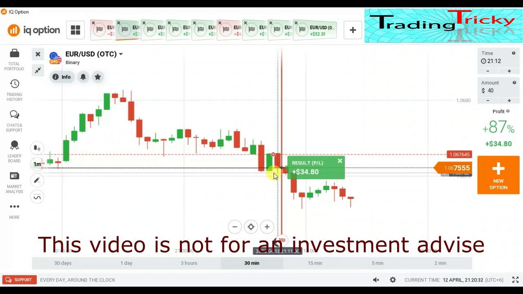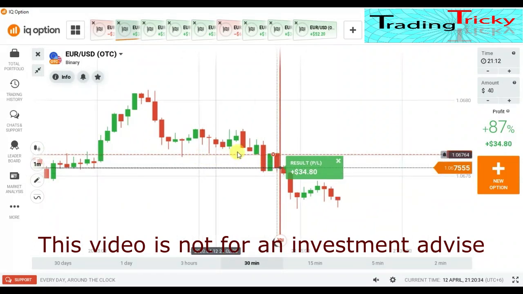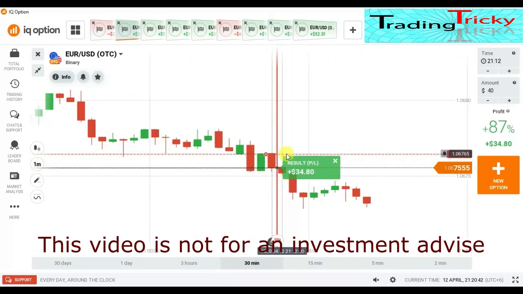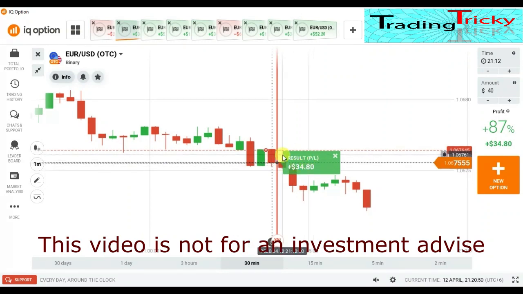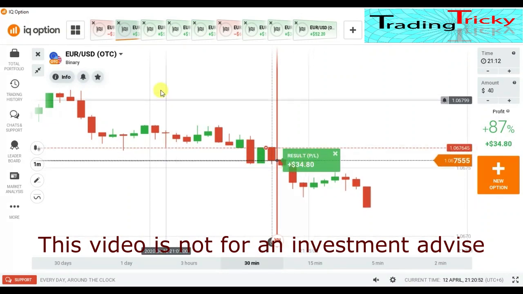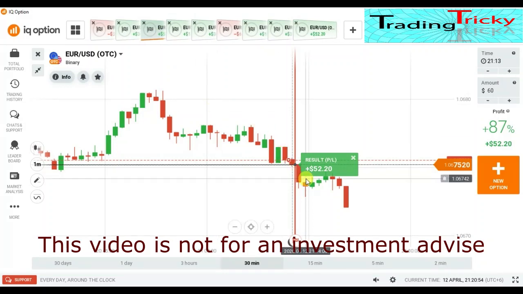When I saw that sudden buyer entry and the candle closing at the level where it got force, my observation was that the next candle would be a bullish candle, and that's why I placed a lower option again, and I won this trade. And this is my third trade.